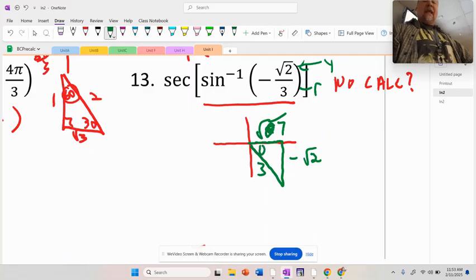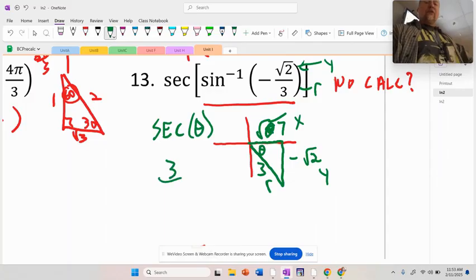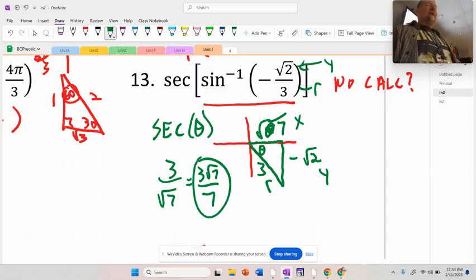So this is an angle, theta. What you're going to do is secant this angle. So how do I secant this angle? I access the correct sides. And what's secant? What letter over what letter? R over X. So this is 3 over root 7, which is 3 root 7 over 7. So this was in the no calculator, and this is what I had to do to get the exact answer.